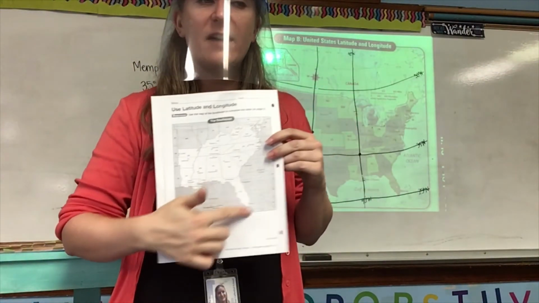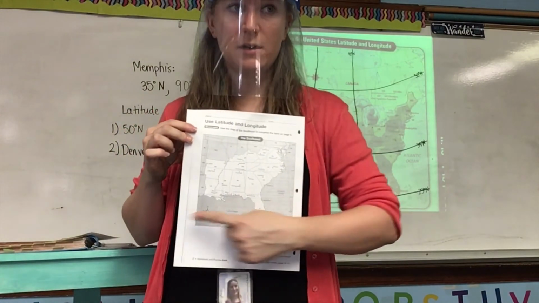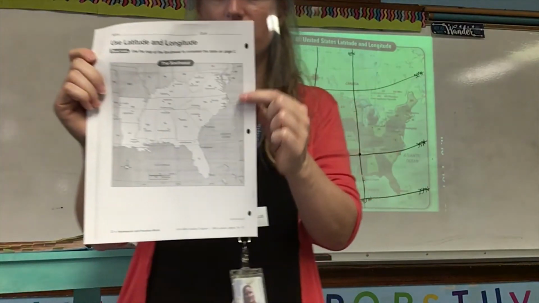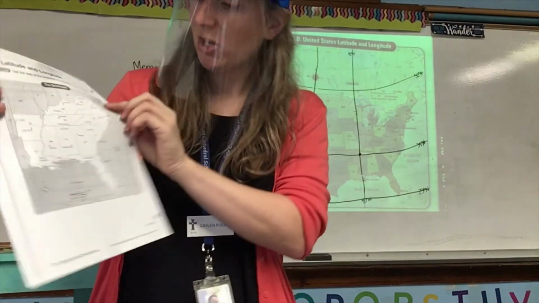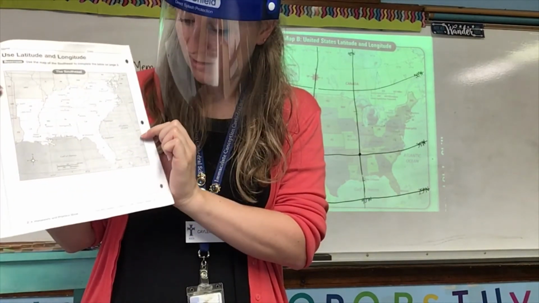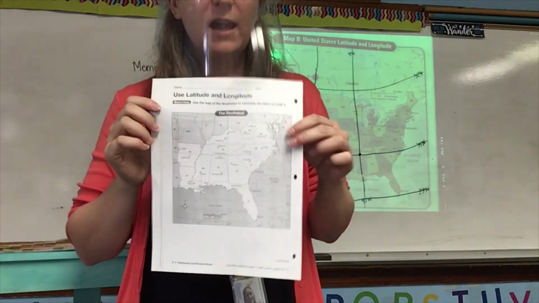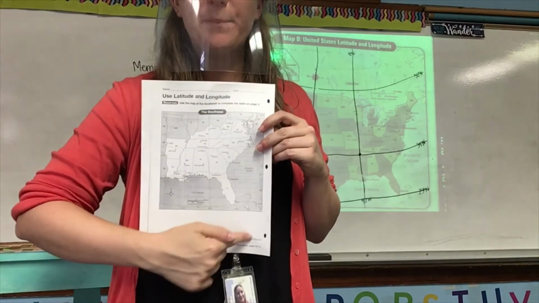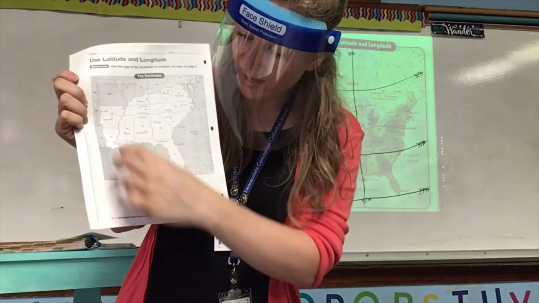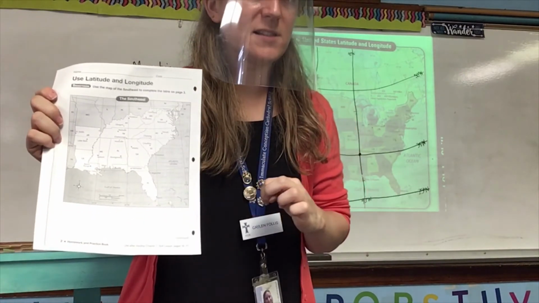So on the front, we have a map of the southeast. The sideways lines are the lines of latitude. You can find the names for the lines of latitude on the side. We see 40 degrees north, 35 degrees north, 30 degrees north, and 25 degrees north. The lines of longitude go up and down. The names of the lines of longitude are at the bottom. We have 90 degrees west, 85 degrees west, and 80 degrees west.